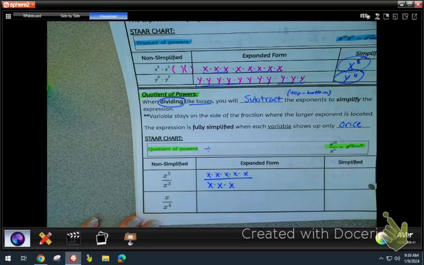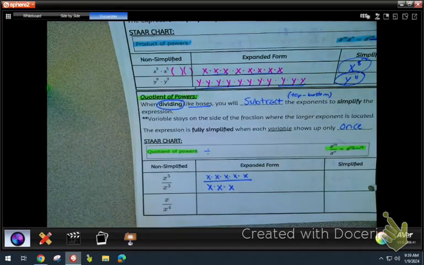So, what is anything divided by itself? 7 divided by 7. 100 divided by 100. Negative 500 divided by negative 500. X divided by X. Anything that is divided by itself is 1.